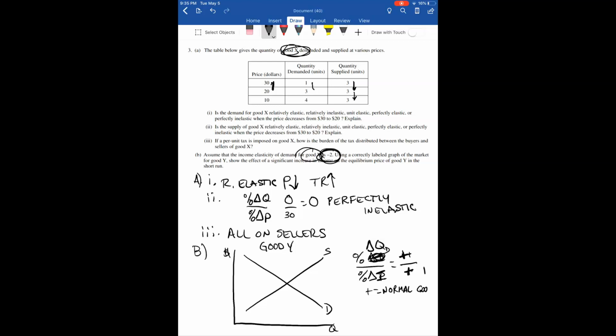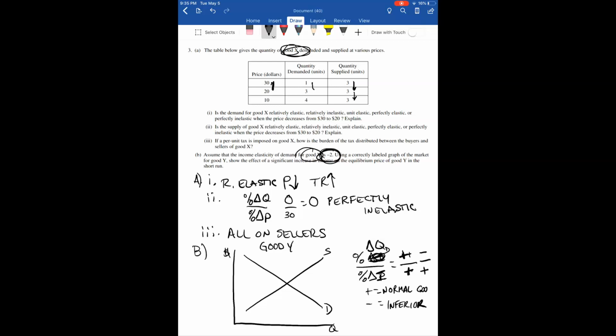If my income goes up and I demand less of it, that's going to be a negative, and that's going to be an inferior good. Like ramen noodles: if I have more income, I'm going to eat more steak and less ramen noodles. So this would be an inferior good if it's negative.